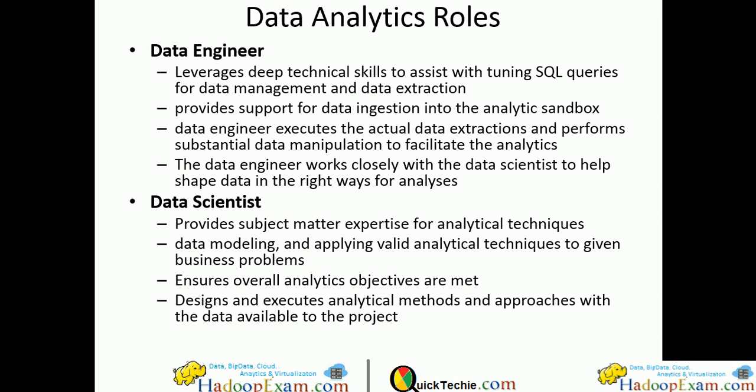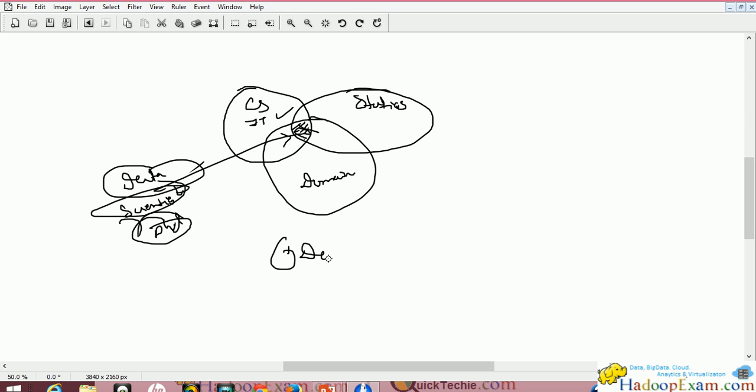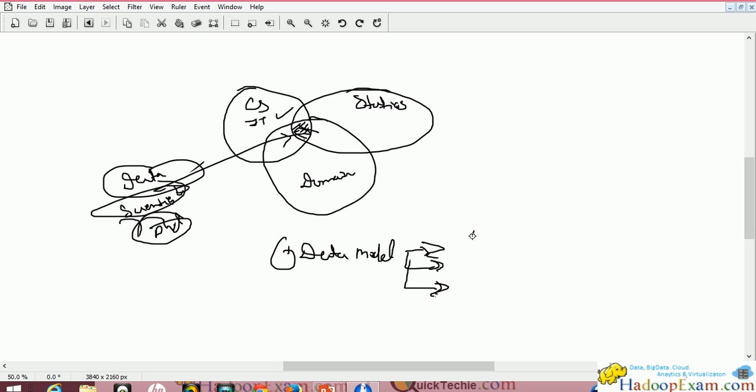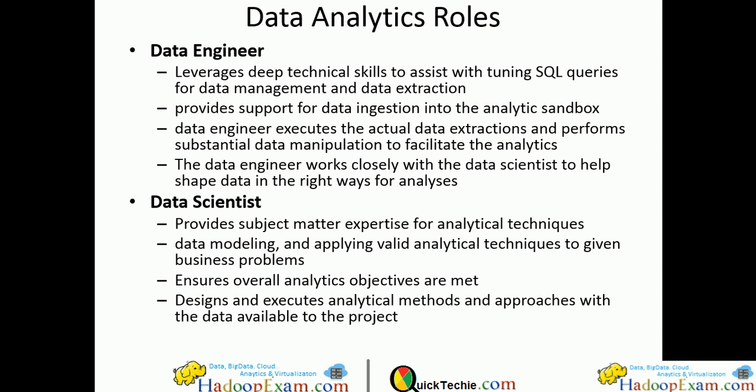So that is about the data scientist, who provides subject matter expertise for analytical techniques and data modeling. What exactly do data scientists do? They create the models. You have heard many times that predictive models are being created, for finance data, for healthcare data. They predict the output, what would happen based on your input data. There are various analytical techniques available to design this, and based on the requirement everything varies and keeps changing. They ensure overall analytics objectives are met, and design and execute analytics methods and approaches with the data available on the project. So this is the data scientist role.